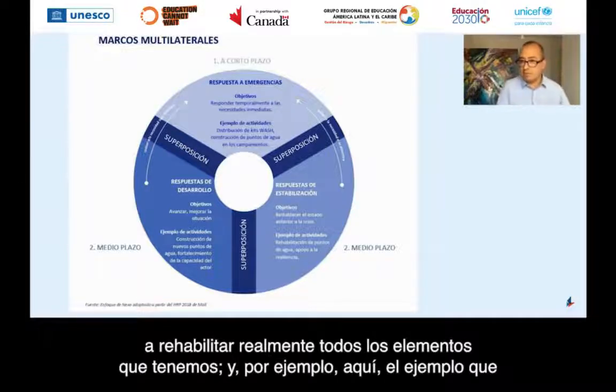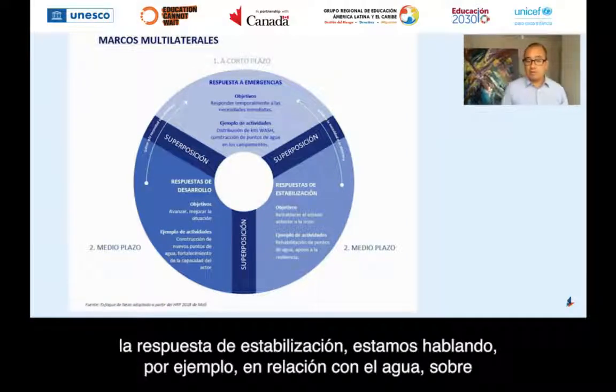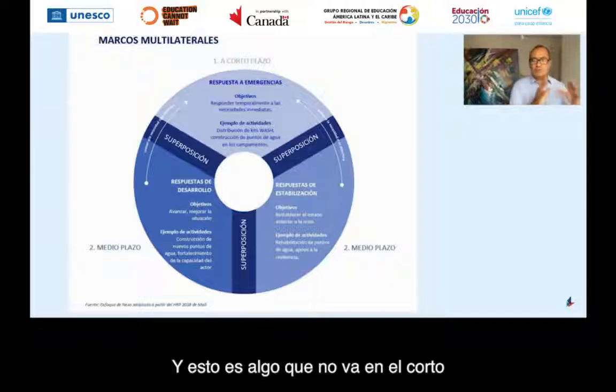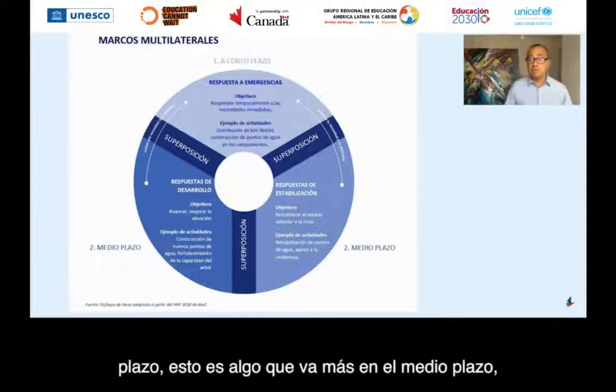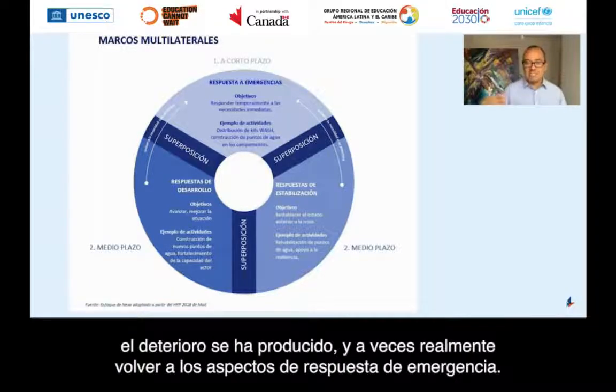For instance, here, the example that we were mentioning in the first part of the emergency response: in the stabilization response, we are talking, for instance, concerning water, about the rehabilitation of water points and support for the resilience of these things. And this is something that does not go on the short term, it goes more in the middle term. And if things don't go well, if deterioration has been produced, sometimes you really go back to the emergency response aspect.